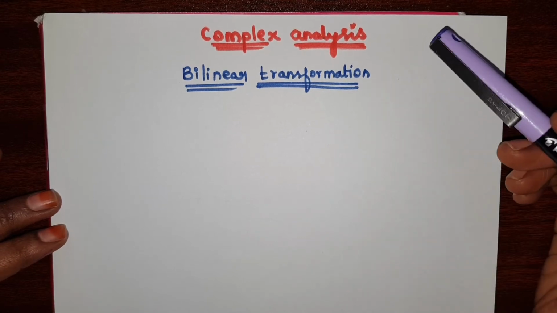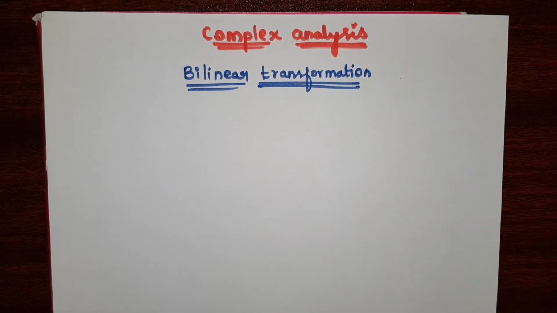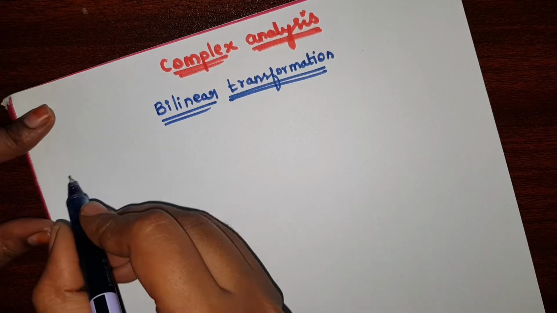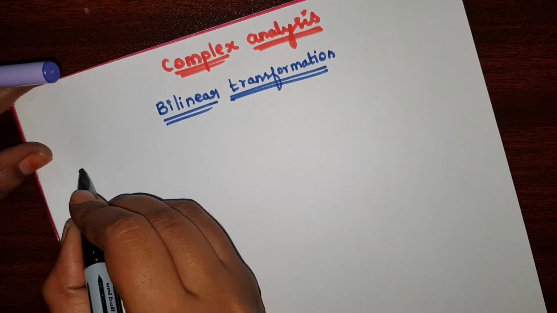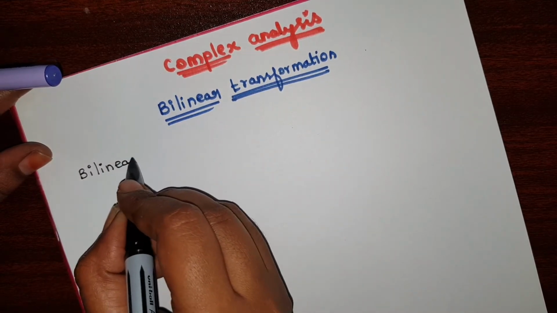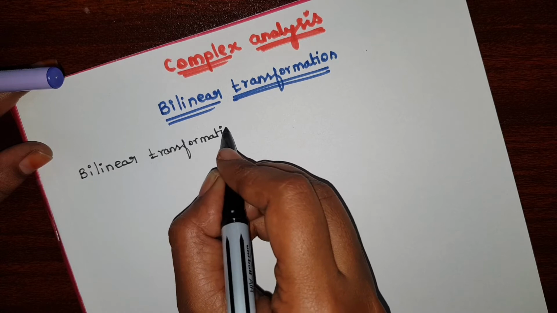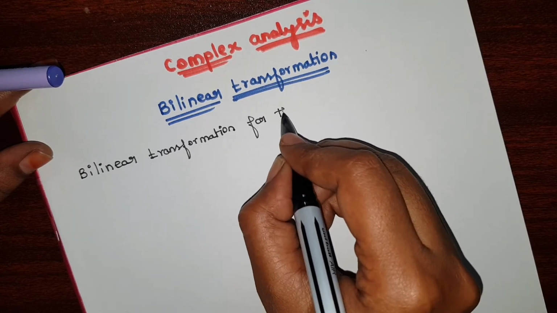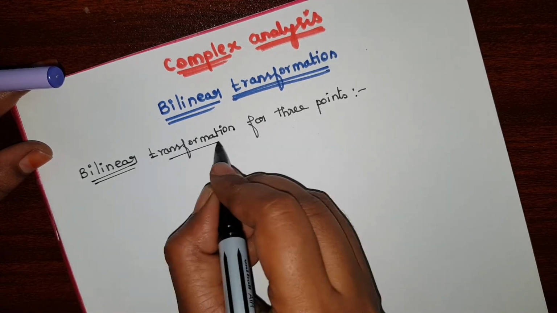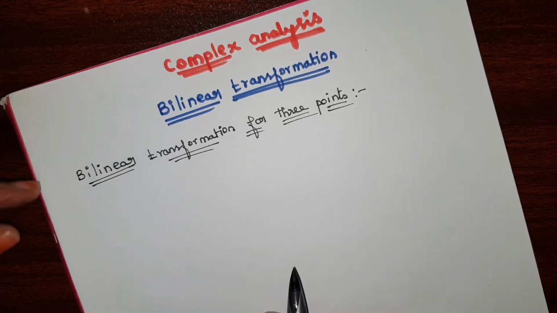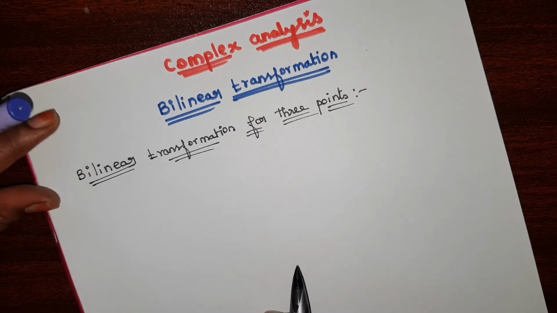In this video, we are going to see about bilinear transformation in complex analysis. Bilinear transformation for 3 points. We are going to see a problem related to this bilinear transformation for 3 points.